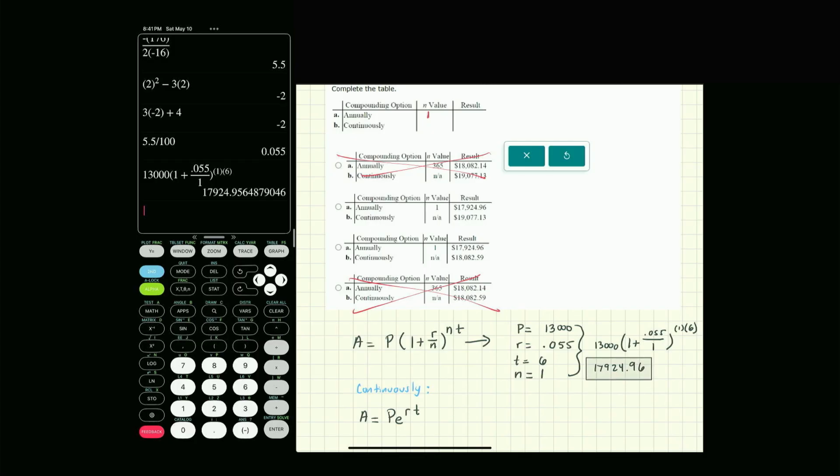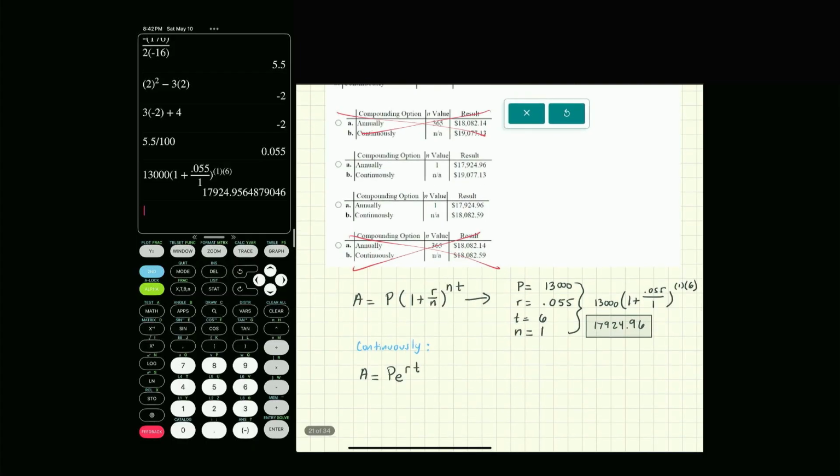And that didn't help us at all because both of our options that we have left have that answer under annually. So again, remember, we eliminated A and D because annually doesn't mean an n value of 365. That would be daily. That's incorrect because they're asking us for annually, which is an n value of 1. So we eliminated those. Our only answers left both have the correct result for compound interest annually. So our only option is to calculate continuous compounding and compare those.